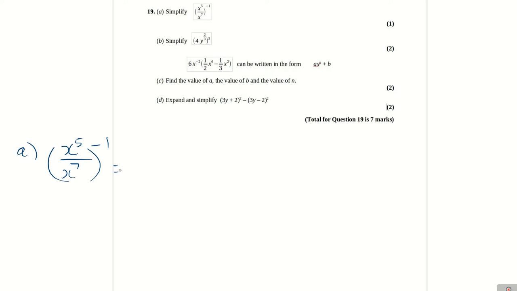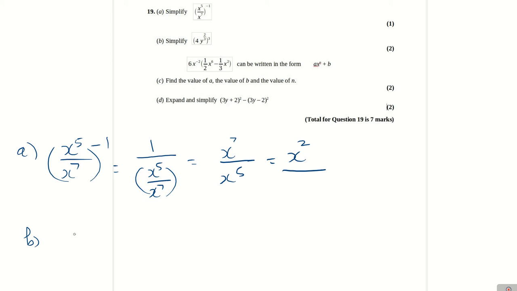Minus 1. Now the power of minus 1 basically just means 1 over x to the 5 over x to the 7, which is the same as turning it upside down, x to the 7 over x to the 5, which equals x squared. Done.